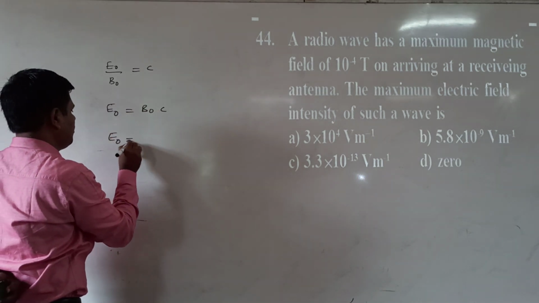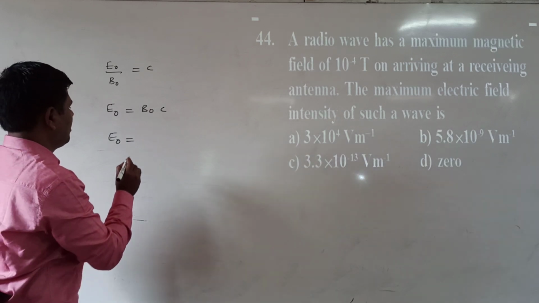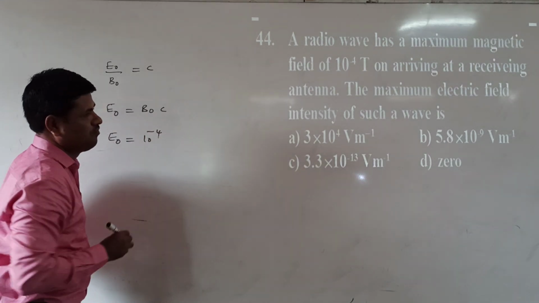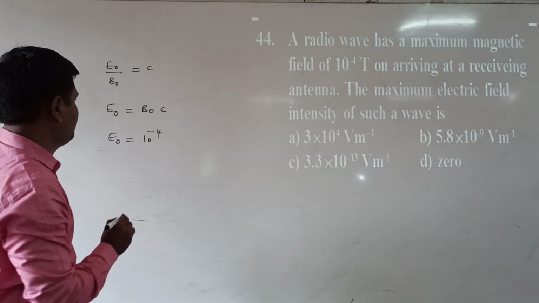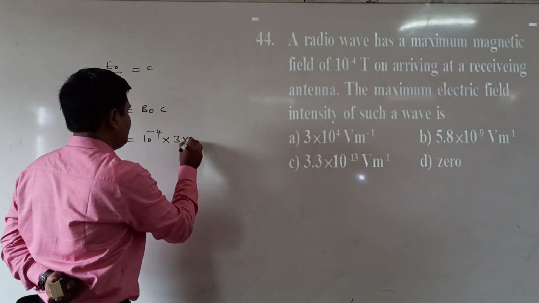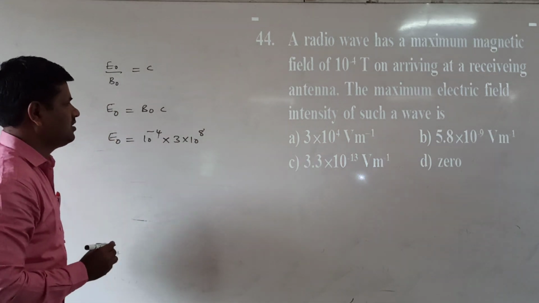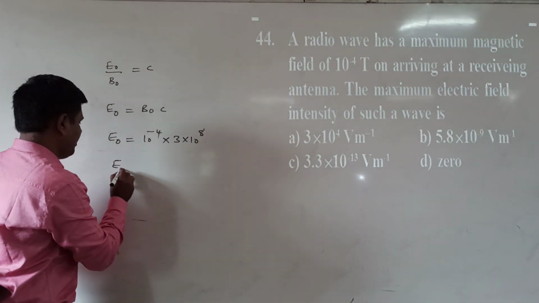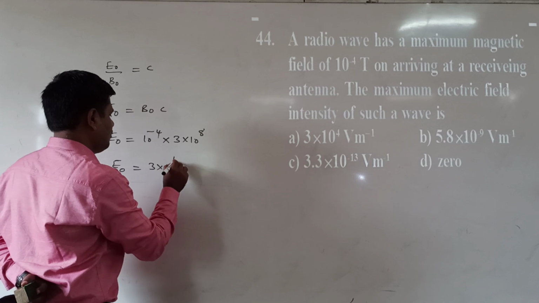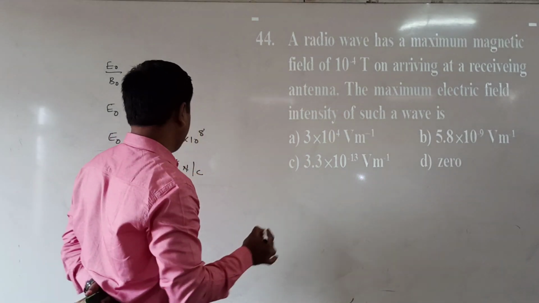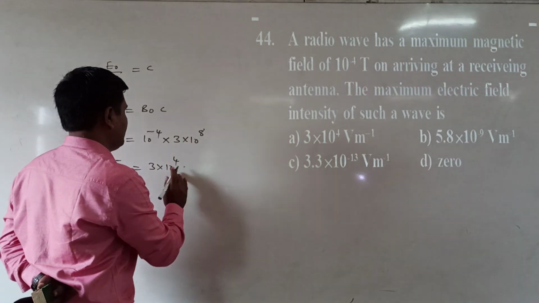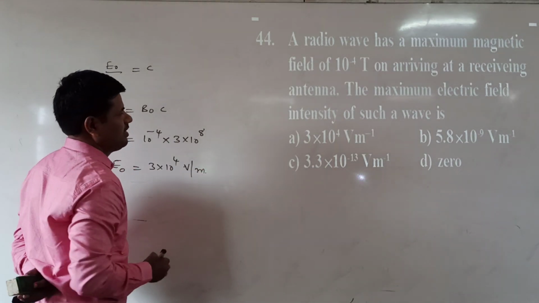Now E naught is equal to B naught, value given, that is 10 power of minus 4, into, now what will be there? C value is 3 into 10 power of 8. Now what are we getting? E naught value is equal to 3 into 10 power of 4 Newton per Coulomb. Newton per Coulomb we can take, or volt per meter, volt per meter is also correct.